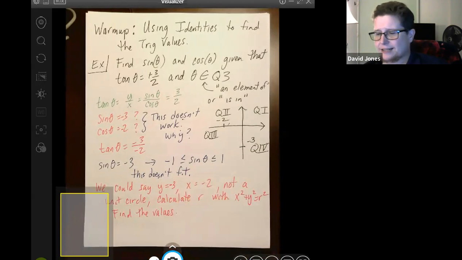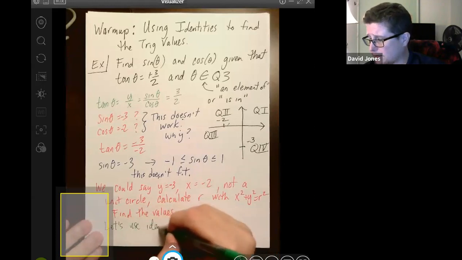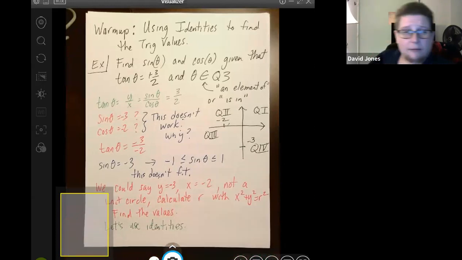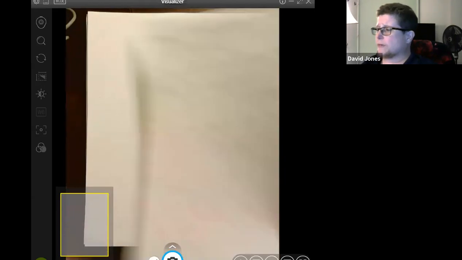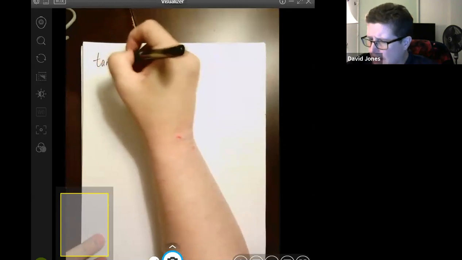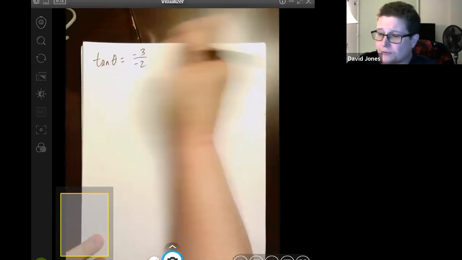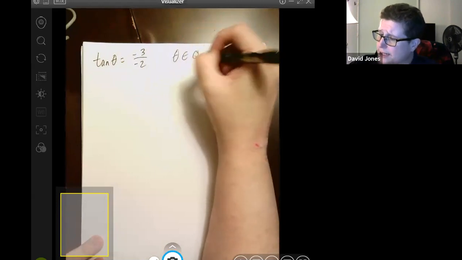Let's use identities though. Let's use identities. So pause it. I'm going to flip the page and we'll go from there. Okay. So let me write again. We've got tangent theta. I'm going to say -3 over -2, with theta is in quadrant 3.